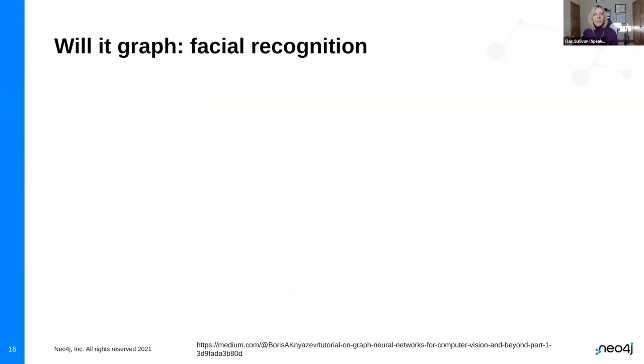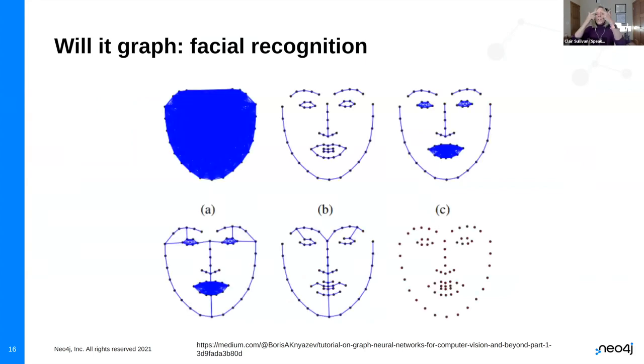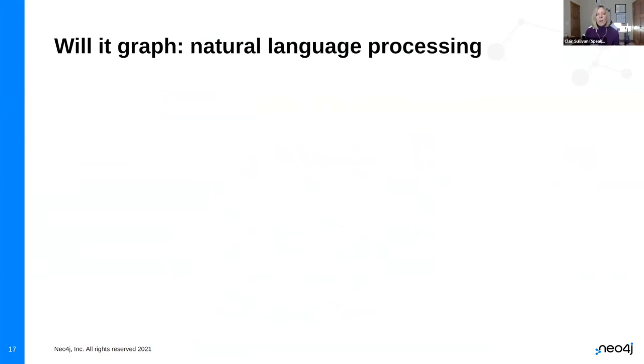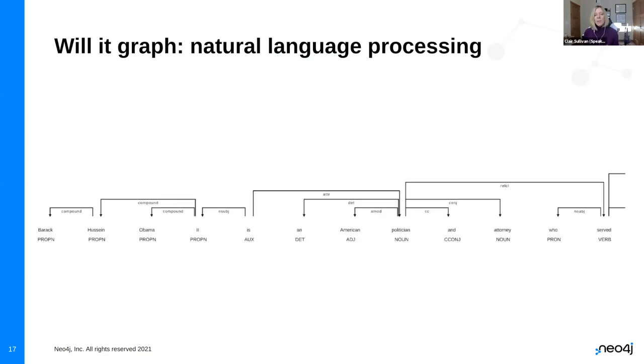Okay, let's look at another one here. Facial recognition, will it graph? Well, if you think about it, faces are connected as well. The different geographical points along your face are connected, and that can be modeled with a graph. Natural language processing. We're actually going to do some basic NLP later today. Will it graph? Well, the answer is yes. There are relationships between words. Words are connected to other words through things like verbs and how adjectives describe words. So there is a connection. We can do natural language processing with a graph.